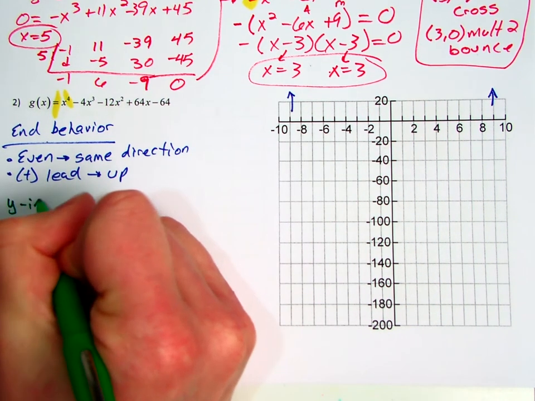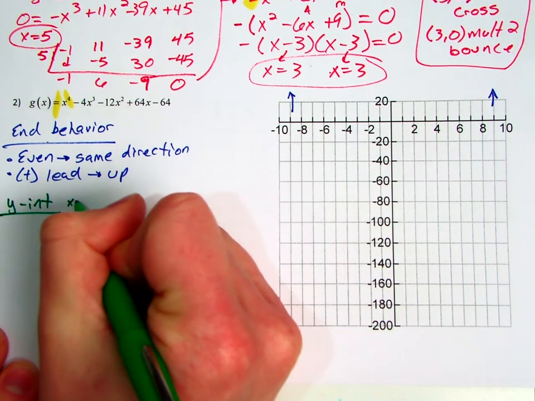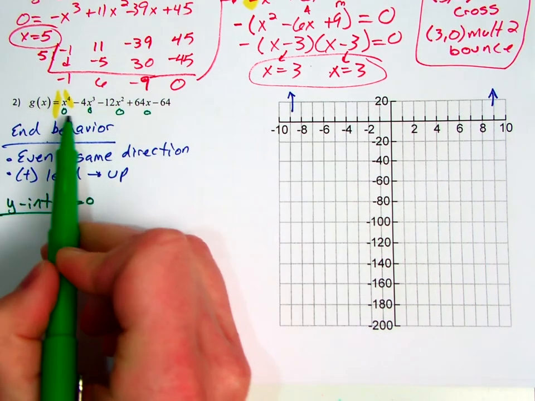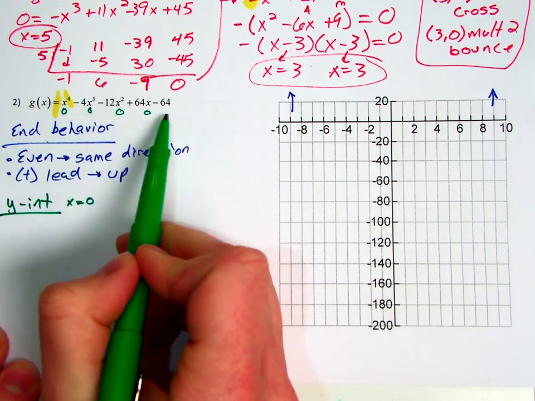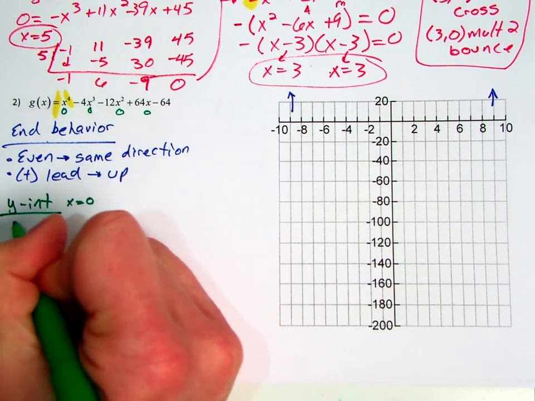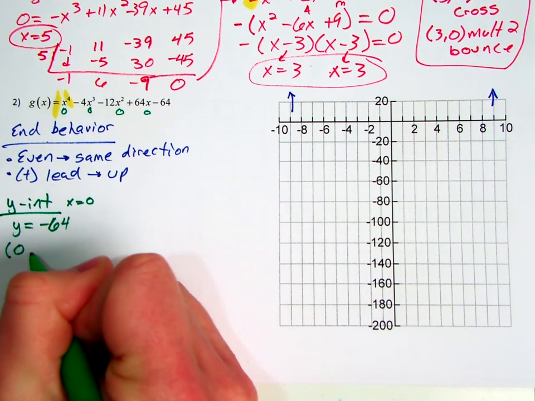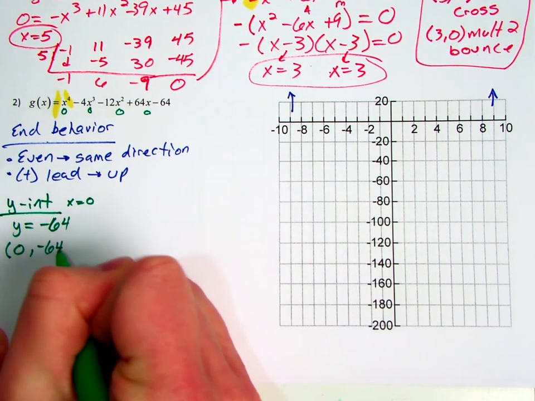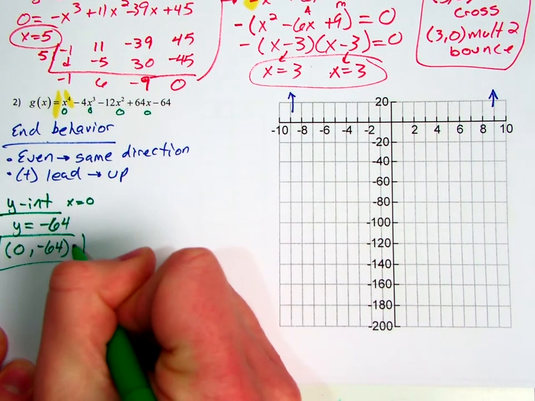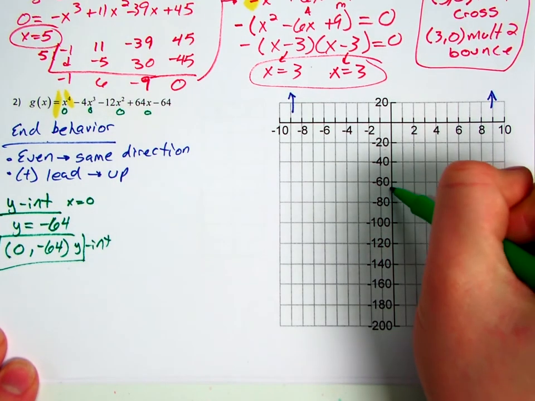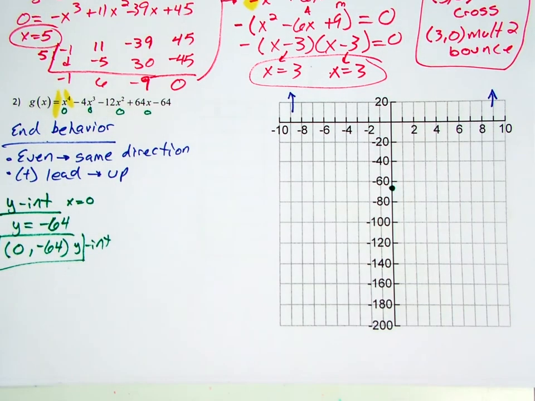y-intercept. Right? And remember, for our y-intercept, that means x equals 0, so I would plug in 0 in each of these spots. So 0 to the fourth is 0, 0, 0. That would all cancel out, giving me y equals negative 64. So I have a y-intercept at 0, negative 64. So 0, negative 64 would be about here, so that's that point.